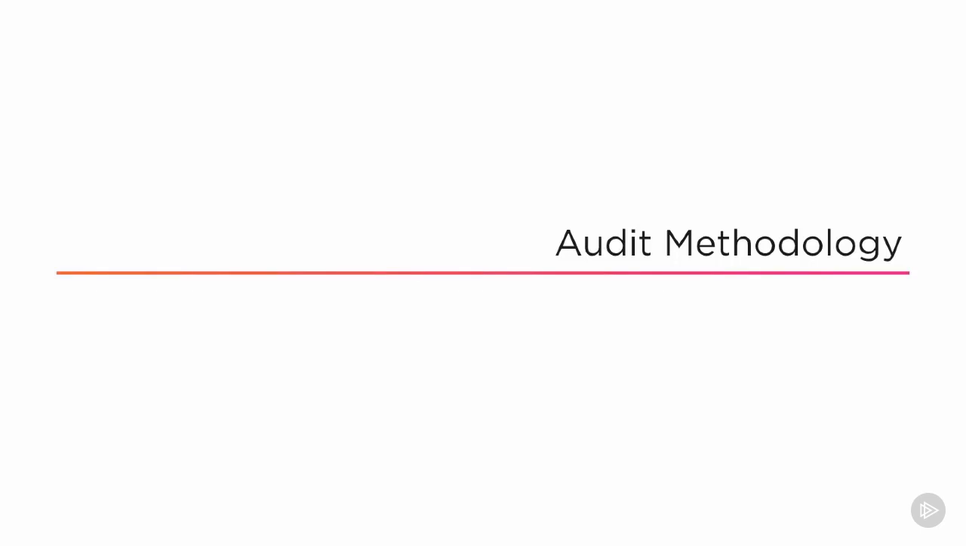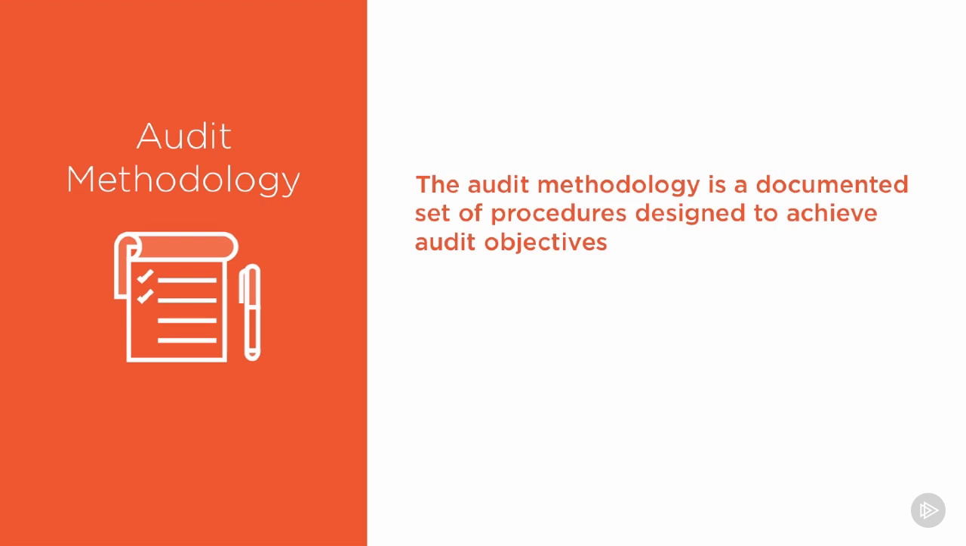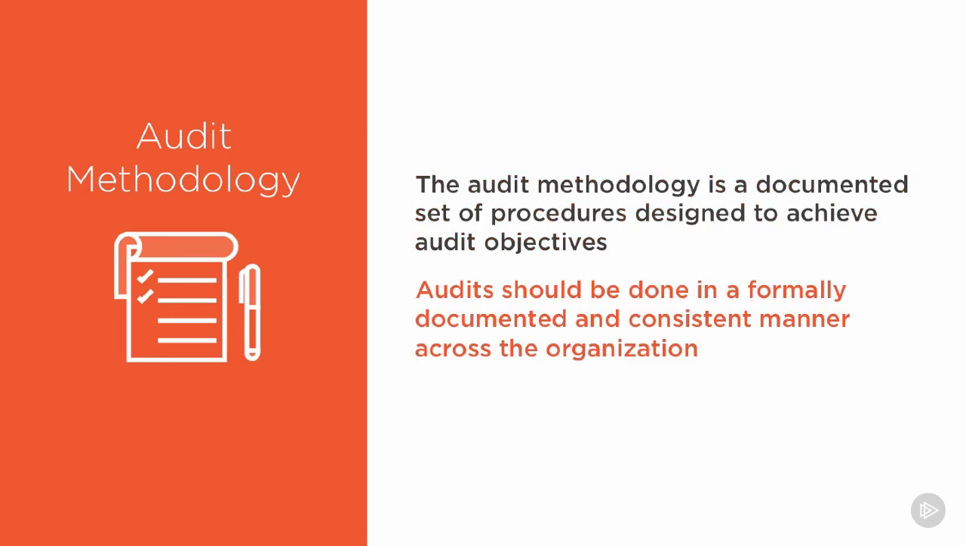Audit methodology. The audit methodology is the characteristic steps that we'll follow in performing the audit. It is a documented set of procedures designed to ensure we can meet the objectives of the audit we put in the audit plan and audit engagement letter. An audit is not an ad hoc, chaotic process. It should be done in a very formally documented and consistent manner across the organization.